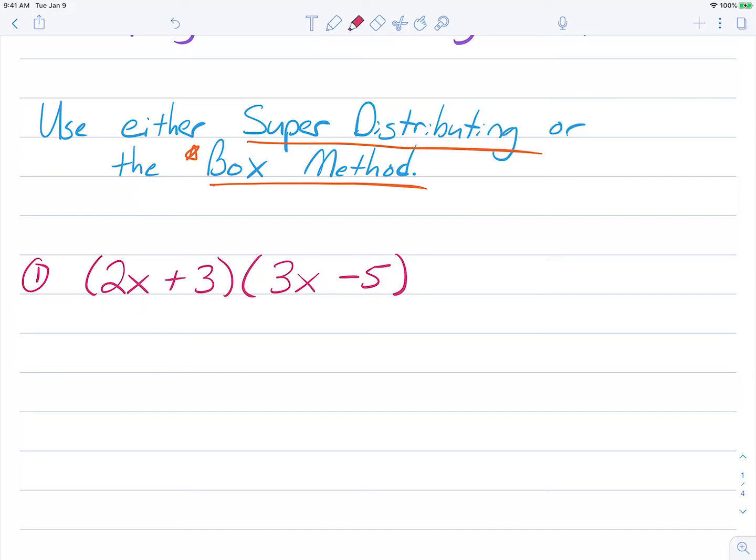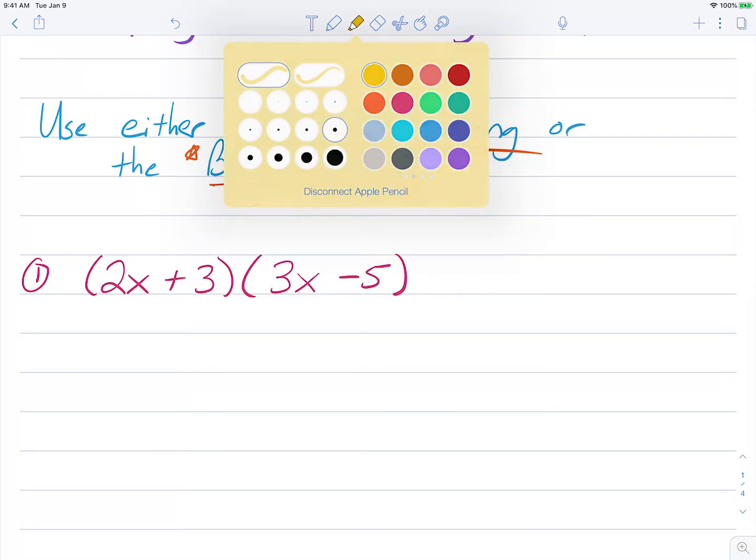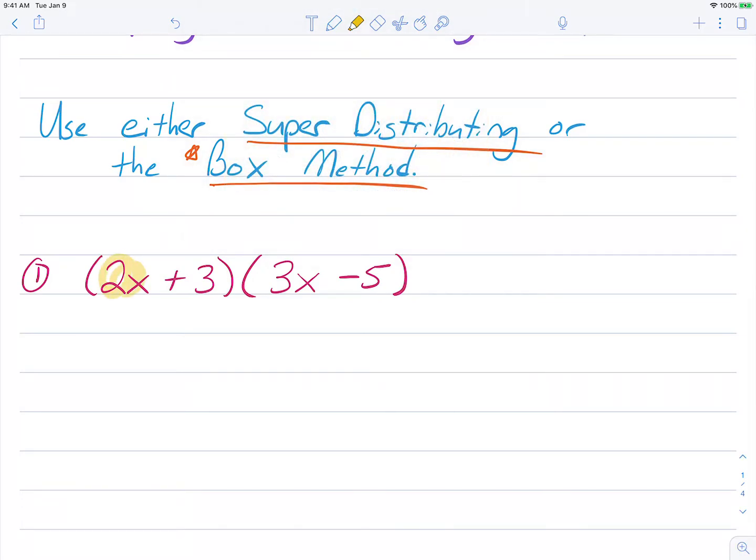So what we need to do first, I'm going to show you the super distributing, is we're first going to take 2x and multiply it by everything in the other parentheses. This is the beginning of our distributing. So we're going to go 2x times 3x to get 6x squared. Don't forget your exponent rules. And 2x times negative 5 to get a negative 10x.